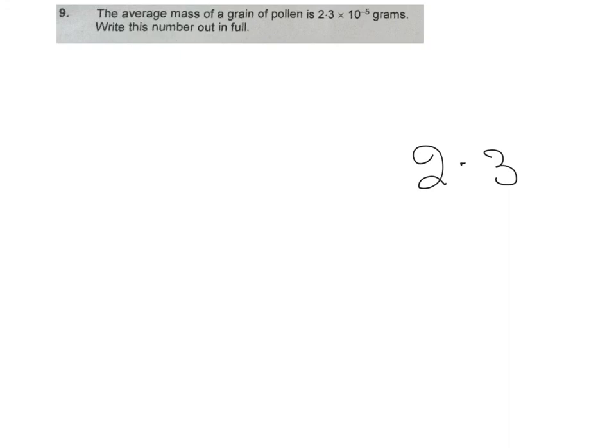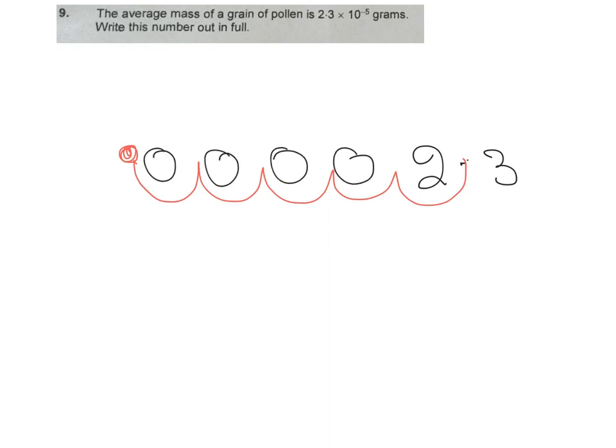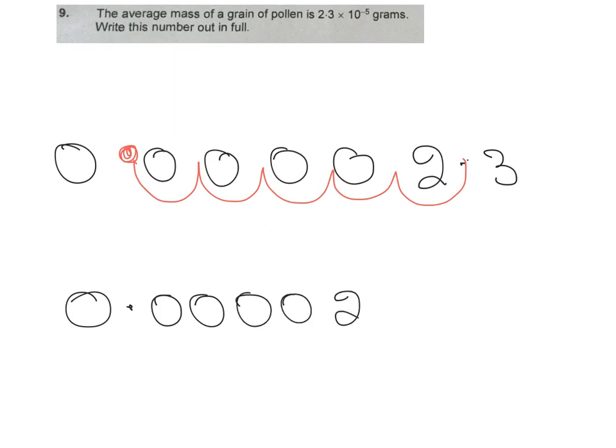So starting with 2.3, it means we have got to move this decimal point 5 places, and we are going to the left. So 1, 2, 3, 4, 5. That's where it ends up. So anything that's got a blank, we're going to put a 0 in. And of course, we need a 0 before our decimal point. So tidied up, this is going to read 0.0000 23 grams.